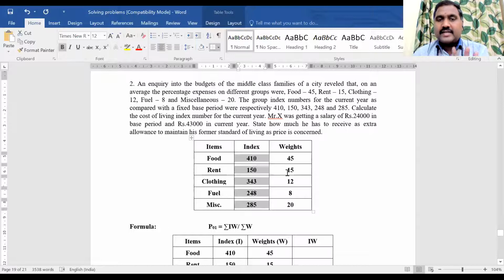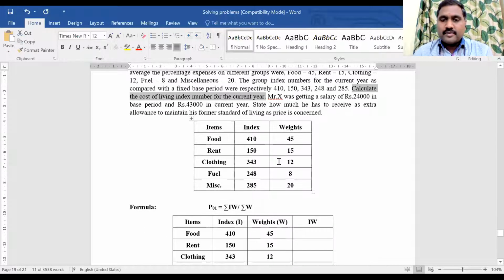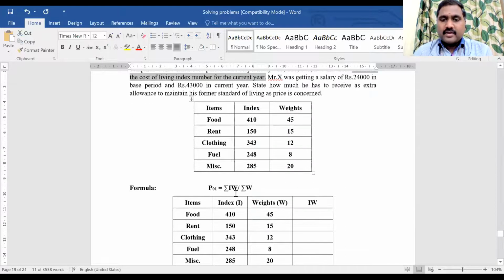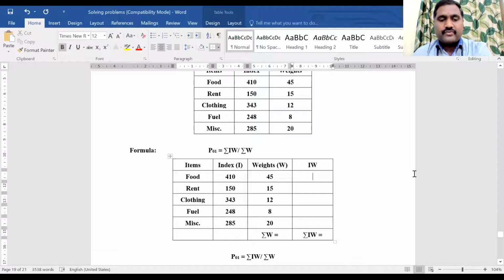Okay, first we will calculate the cost of living index number. That is the first question, right? See the first question. Calculate the cost of living index number for the current year, they're asking. First, find out that first. Then we will move on to this adjustment. Okay, now I wrote this problem's values in the tabular format and I gave the names I and W. Now tell me what is the IW value? 410 into 45.